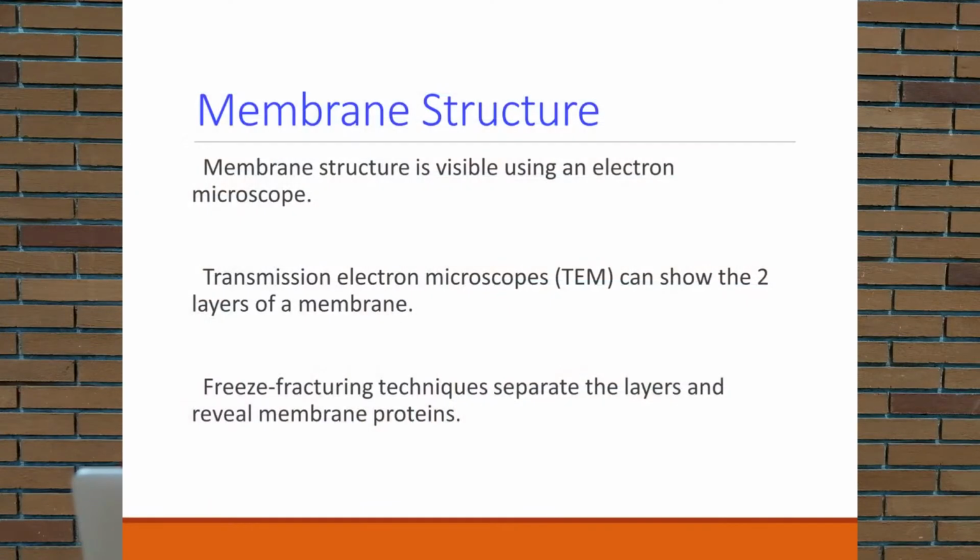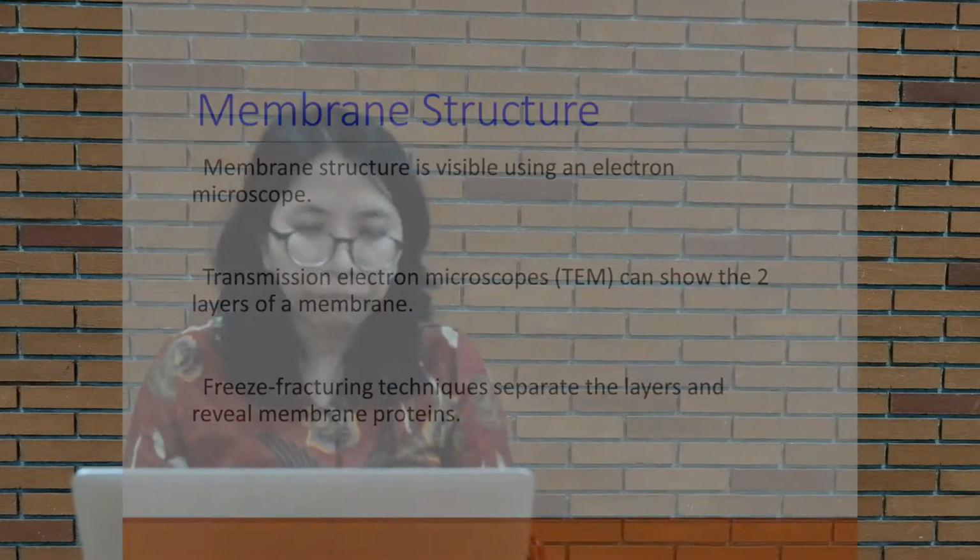We can see the structure of the cell membrane through an electron microscope. If we would like to see the two layers of the membrane, we can use the transmission electron microscope, or TEM. If we would like to see more detail on the structure of membrane proteins, we can use the freeze fracturing technique, which separates the layers and reveals the membrane proteins clearly.